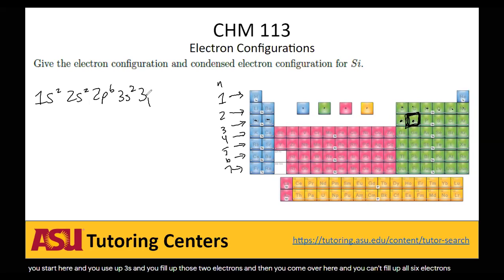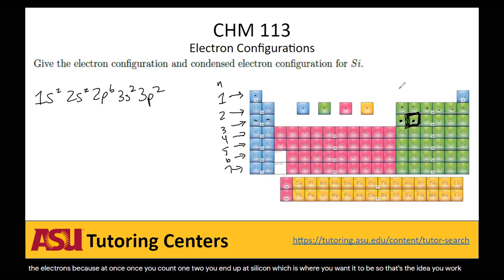So within the 3p subshell, you only actually fill up 2 of the electrons. Because once you count 1, 2, you end up at silicon, which is where you want it to be. So that's the idea. You work your way row by row by row. As you finish different subshells, like the s subshells, the p subshells, as you finish them, you write them out.